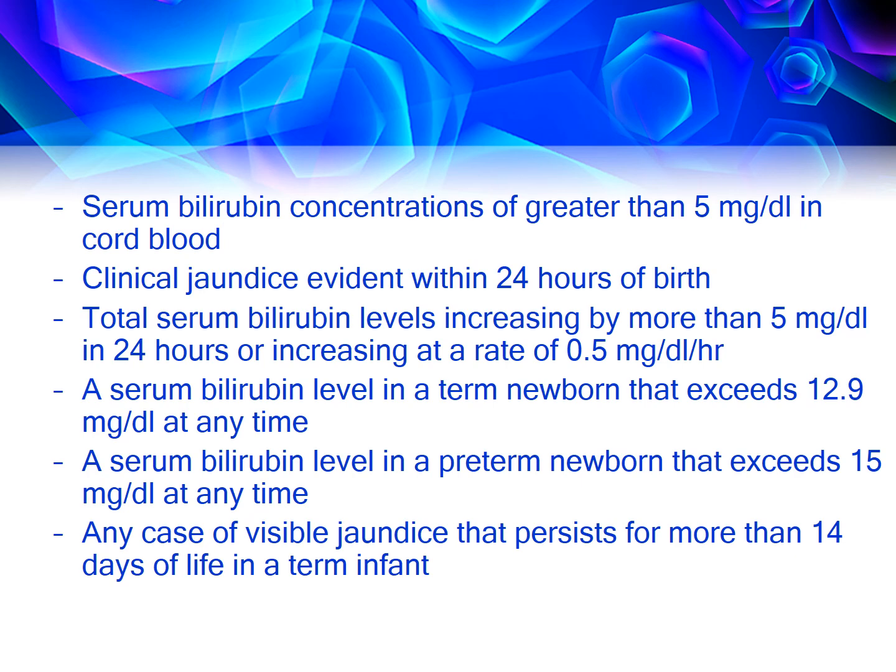Serum bilirubin concentrations of greater than 5 in cord blood, clinical jaundice event, which means we see jaundice before 24 hours, total serum bilirubin levels increase by more than 5 in 24 hours, or increase at a rate of 0.5. A serum bilirubin level in a term newborn that exceeds 12.9 at any time. In a preterm newborn, that serum bili that exceeds 15 at any time. Or in any case of visible jaundice that persists for more than 14 days of life in your term baby.